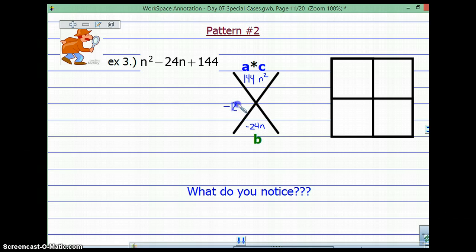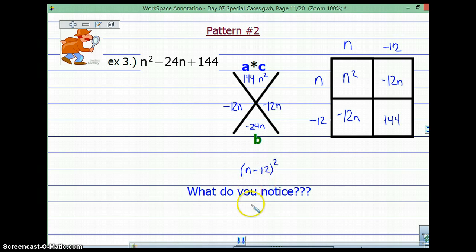How about negative 12n and positive 12n? Sorry, I did that wrong. It's negative 12n and negative 12n. Over here, we get n squared, 144 down here, and the middle terms are negative 12n and negative 12n. They match. Factoring, we end up with n minus 12, n minus 12. So our answer is n minus 12 squared.